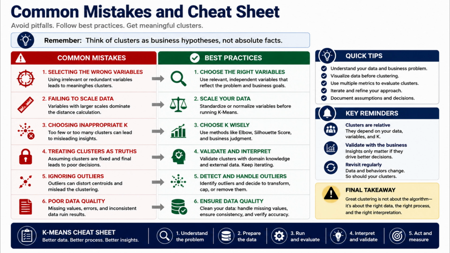Section 34. Common mistakes and cheat sheet. Common mistakes include selecting the wrong variables, failing to scale data, choosing inappropriate values of K, and treating clusters as permanent truths. Think of clusters as business hypotheses, not absolute facts. Customer behavior changes, markets change, business conditions change. As a result, clustering should be reviewed and updated periodically. The best practitioners continuously validate assumptions and refine their segmentation strategies over time.